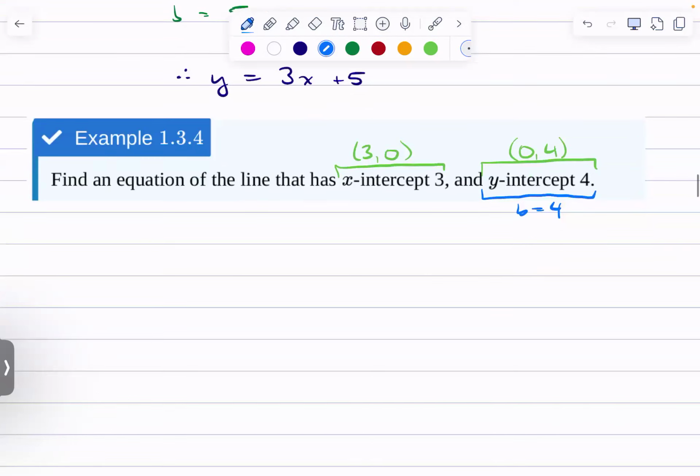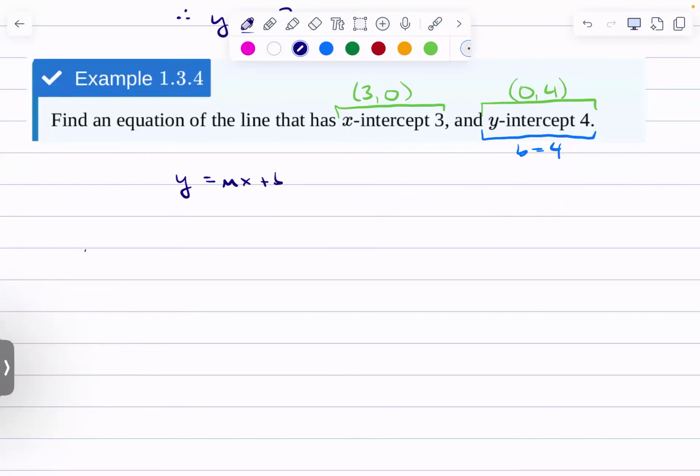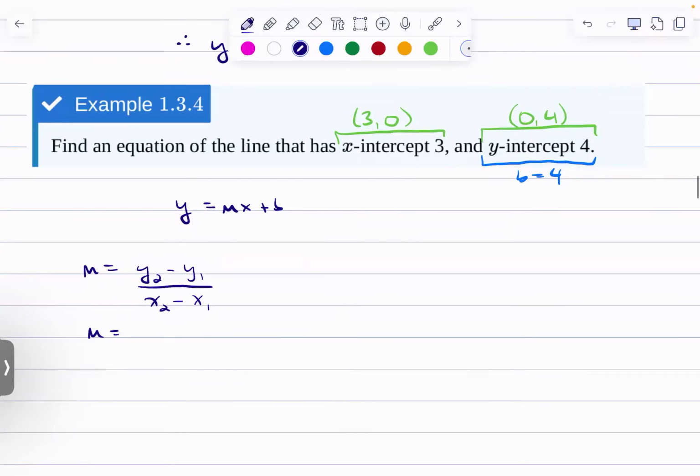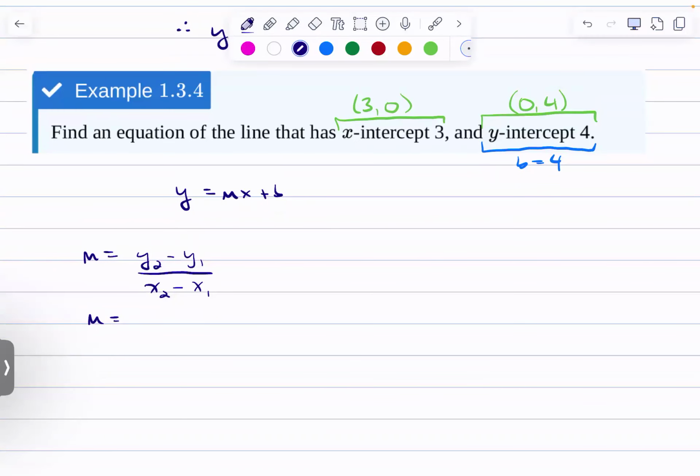But we still need to find, so our goal, nice, is y equals mx plus b again, eye on the prize, but we already know b, so that's nice. But we need to find the slope. m is y2 minus y1 over x2 minus x1. As usual, I'll use this as point number 1 and this is point number 2. Doesn't matter.